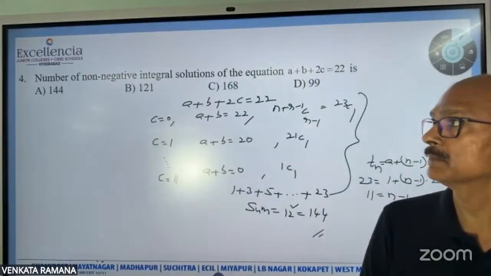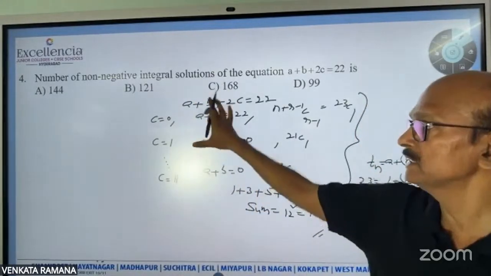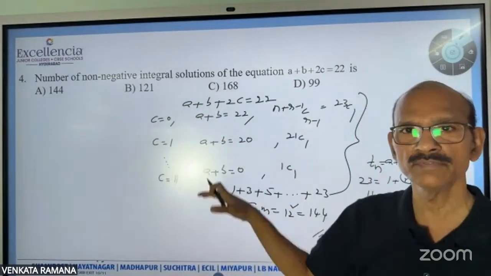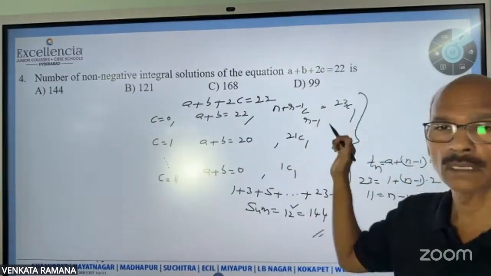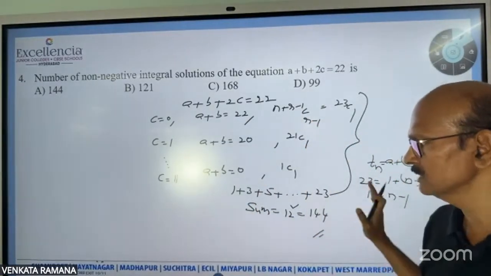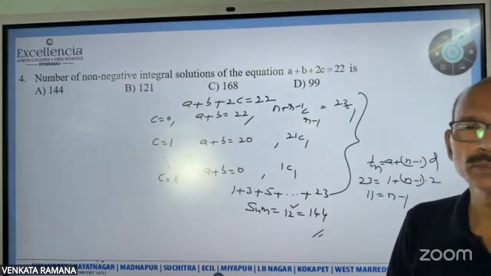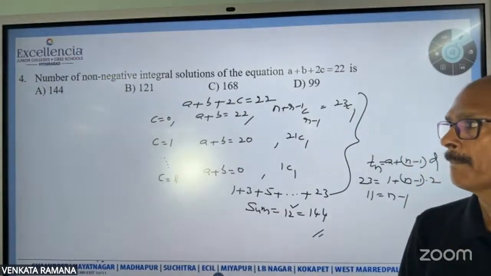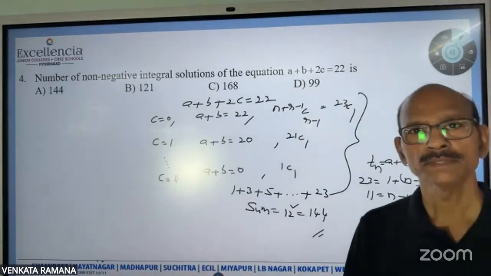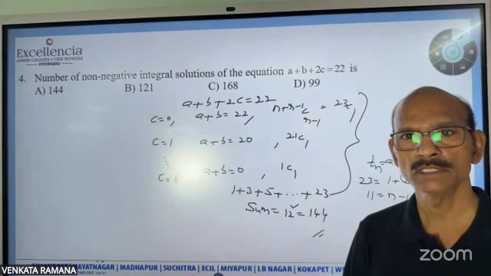See, he is asking about the number of non-negative integral solutions. In general, we did this question by taking the different values for c for non-negative solutions. All the solutions will be summed. There is one more question about non-negative solutions in sequence and series. This also, I don't think it's a moderate problem, maybe an easy problem also.